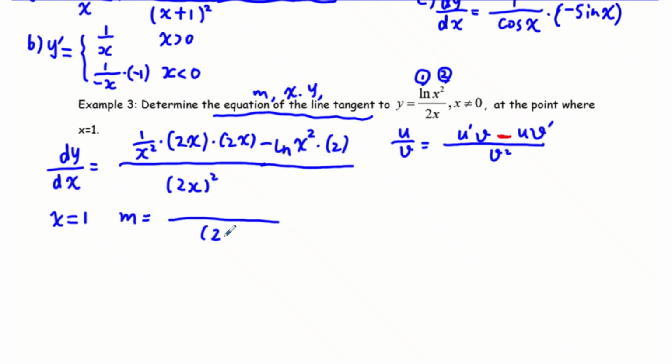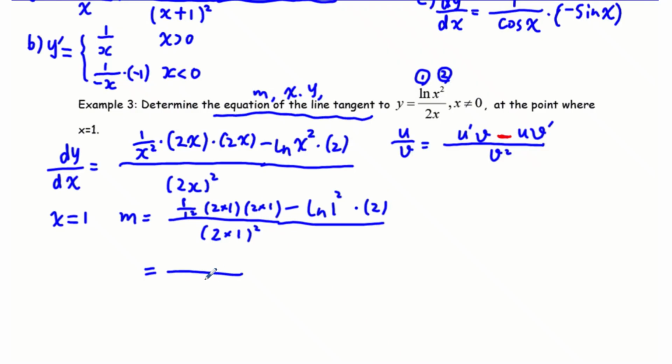So 2 times 1 squared, 1 over 1 squared, times 2 times 1, 2 times 1, minus ln 1 squared, then times 2, equals 2 times 1 squared is 4. 2 times 1, 2 times 1 is 4. Minus ln 1, so this is one term. Ln 1 gives you 0. Times 2 is 0, so m is 1.